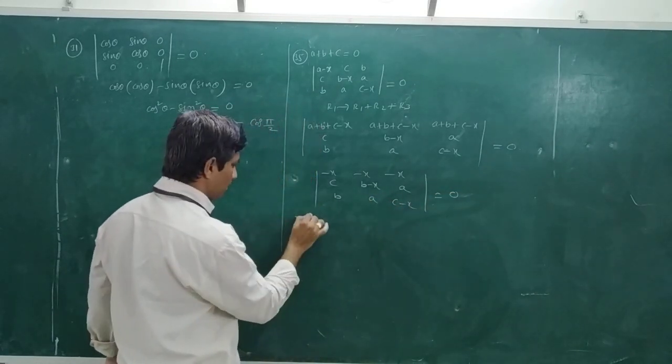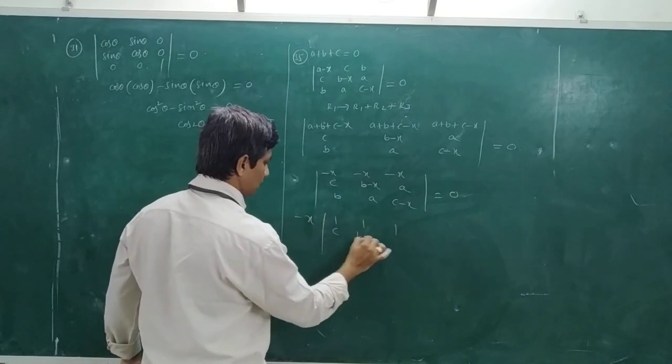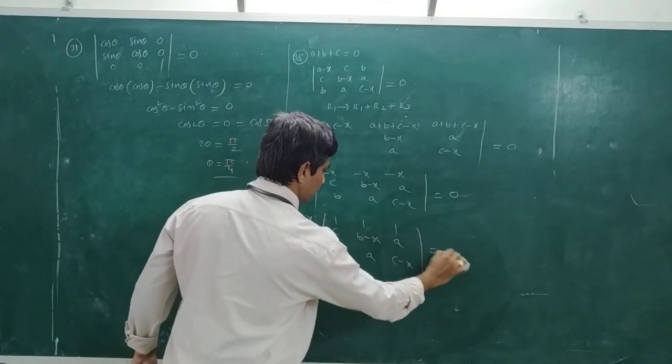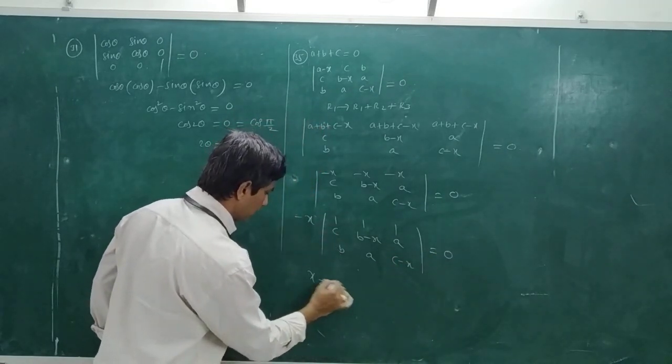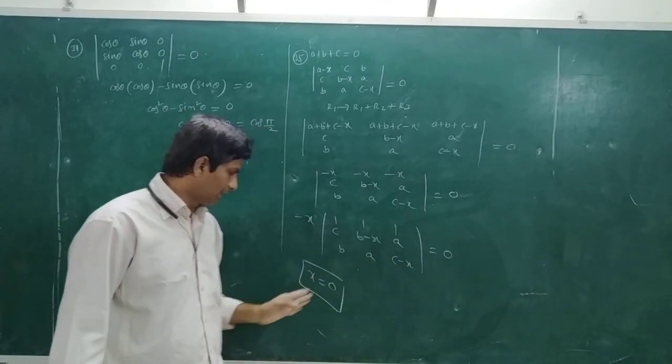Take minus X common here. From the first row, 1, 1, 1. C, B minus X, A. B, A, C minus X equal to 0. Now if you get this as 0, what is one of the solutions? X equal to 0. Of course, minus X equal to 0 means X equal to 0.